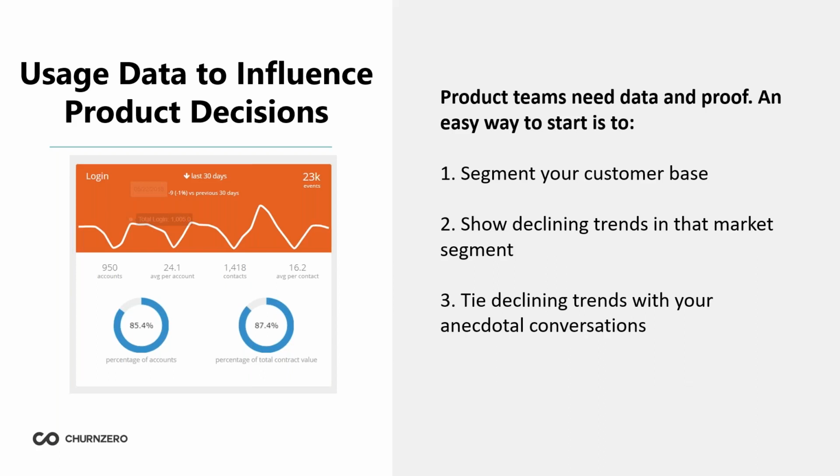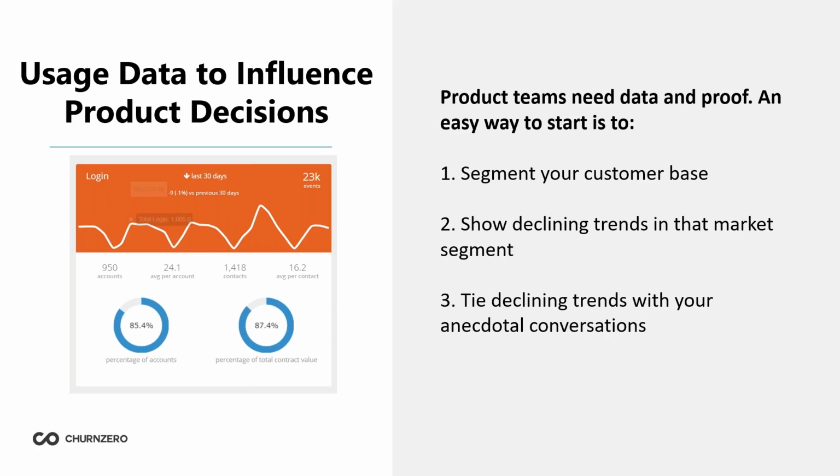So 3 main ways to get them to actually listen to you, or at least with some urgency. Segment up your customer base. We need to understand exactly who this is going to impact. We need to show the declining trends within that market segment. If features were working perfectly out the gate, all the trends should point upwards. If they don't for any reason, and obviously downwards, this is a bigger problem, but we have to be able to show that against the market segment. And as I mentioned before, we have to tie these declining trends with our anecdotal conversations.